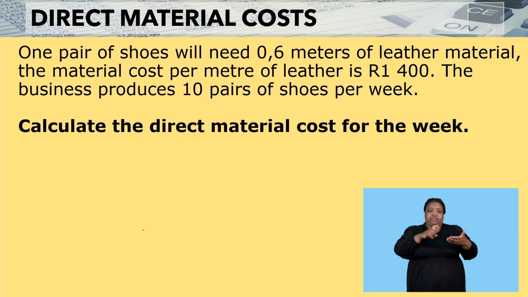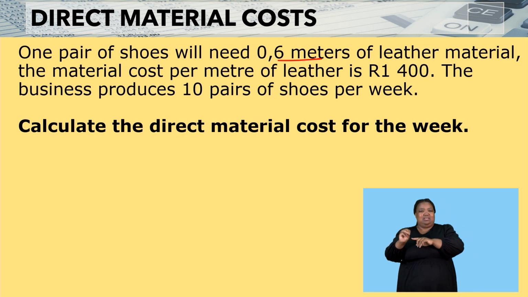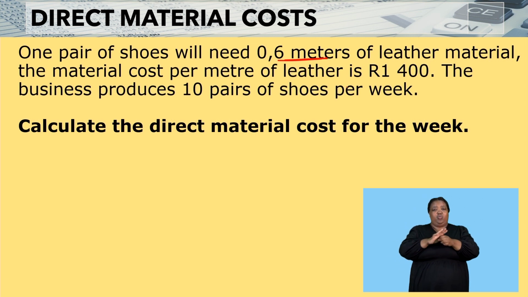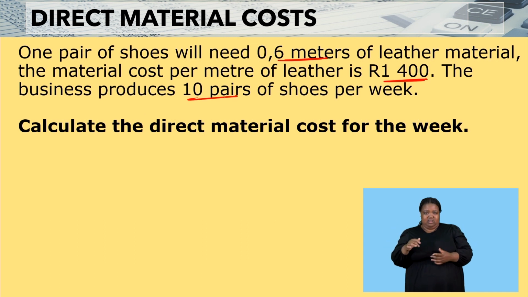We will now calculate our direct material cost. We have information which reads, 1 pair of shoes will need 0.6 meters of leather material. So what it simply means is for us to produce a pair, we don't need the full 1 meter, we need only 0.6 meters of leather material. The material cost per meter of leather is 1,400. So 1 meter is costing 1,400. The business produces 10 pairs of shoes per week. Calculate the direct material cost for the week.